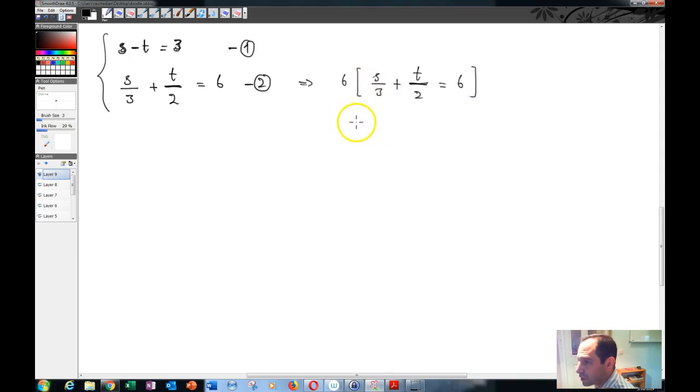Okay, so that's going to give me 6s divided by 3 plus 6t divided by 2 is equal to 6 times 6, which is equal to 36. Now 6 divided by 3 is equal to 2, so that's 2s, 3t is equal to 36. Now this way you can get out of the denominators, and then it's easier to work with the two equations.